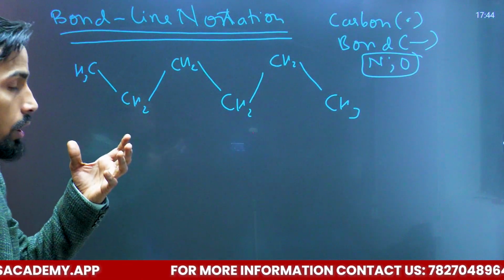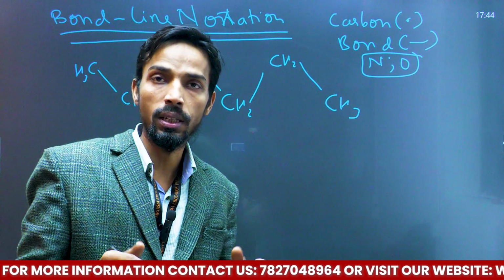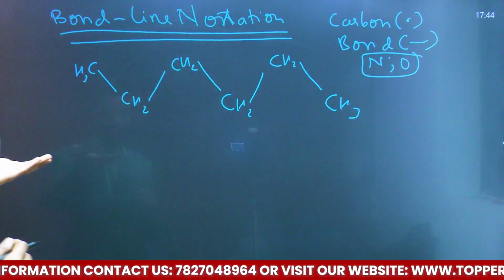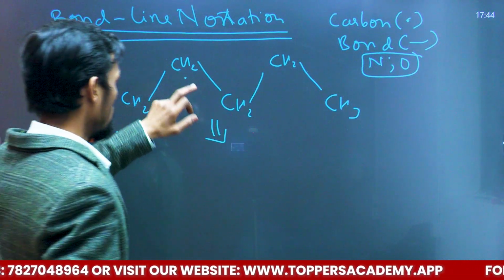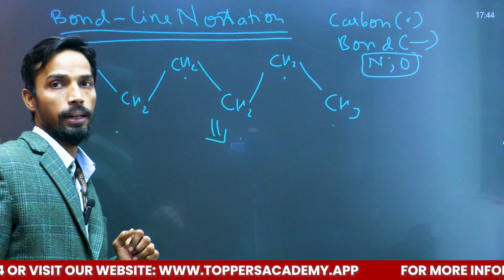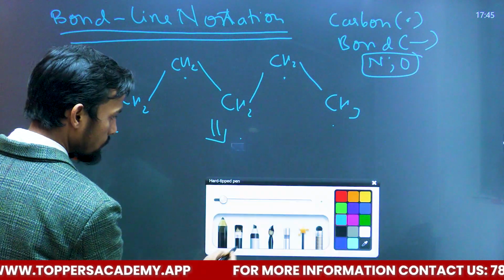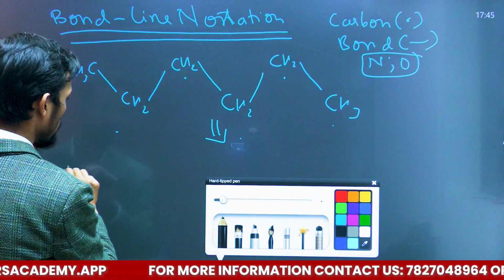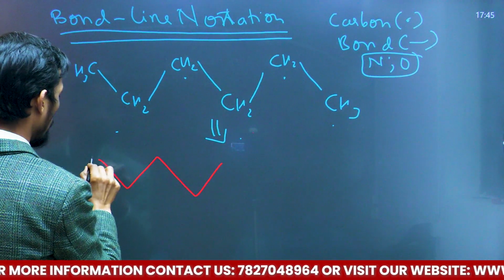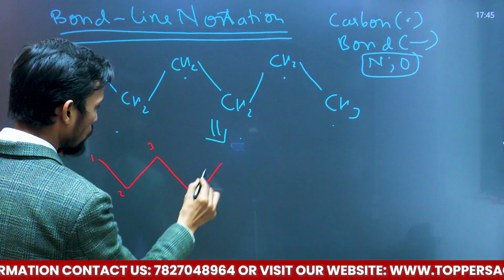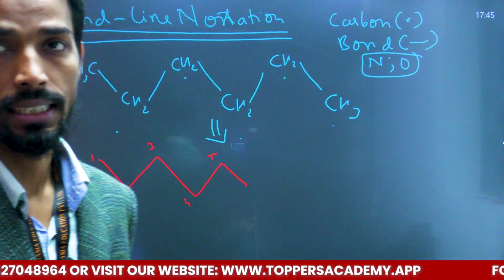And where nothing is there, we have to understand that in that valency the hydrogen is present. Like in this case, if you see this compound, 1, 2, 3, 4, 5, 6, it is hexane. For this hexane, we will draw it like this: one, two, three, four, five, six. This is the bond line notation of hexane.